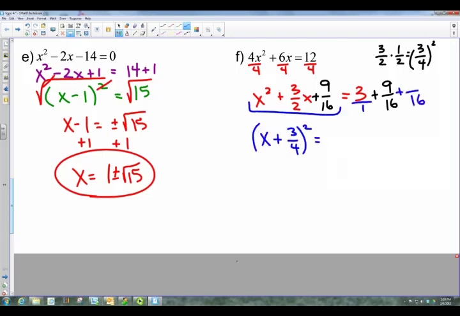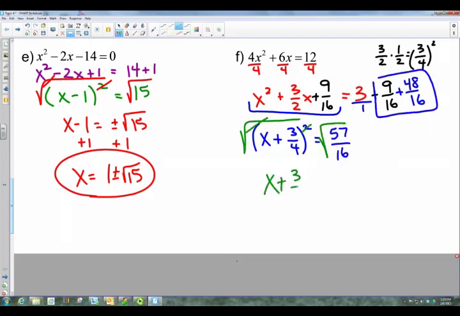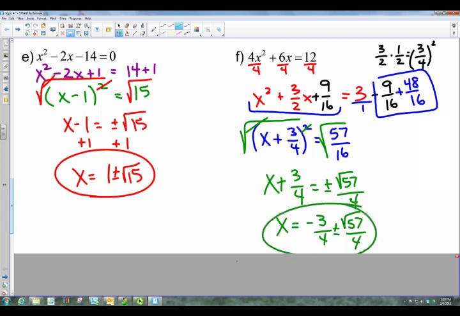So 3 times 16 is 48. So combining those two together, that's going to give you 57 over 16. Now last couple steps, we take that square root, those cancel. So I've got x plus 3/4 equals plus or minus the square root of 57 over 4, because the square root of 16 is 4. And then finally subtract the 3/4. So you've got negative 3/4 plus or minus the square root of 57 over 4. And there's your final answer.